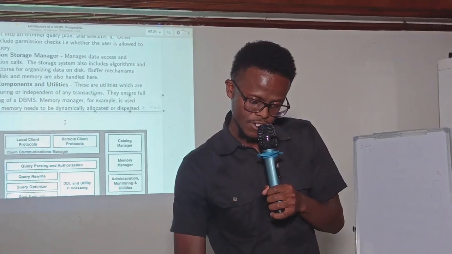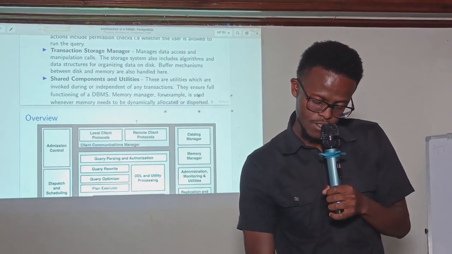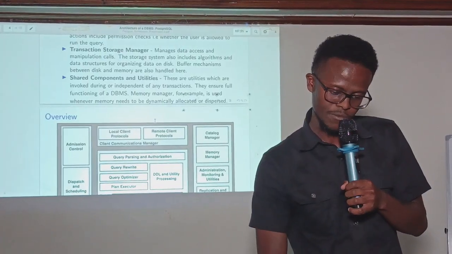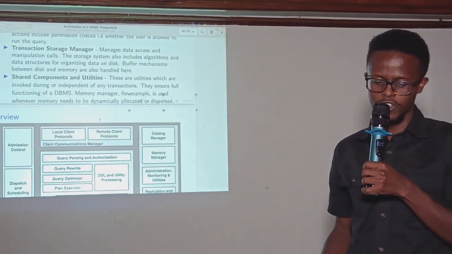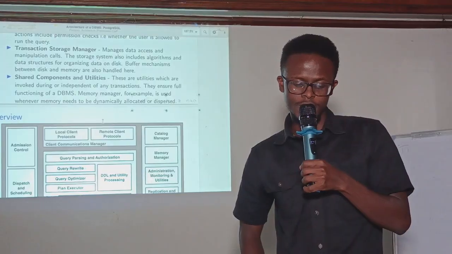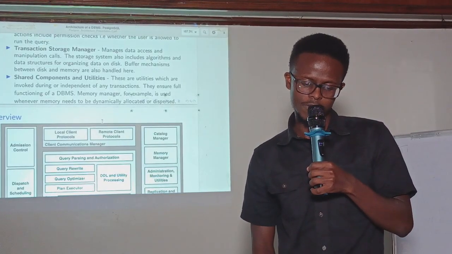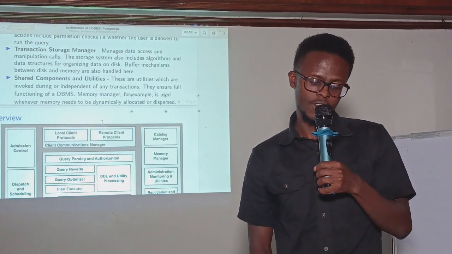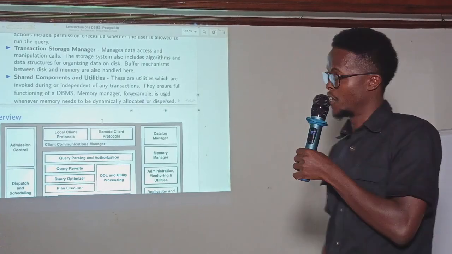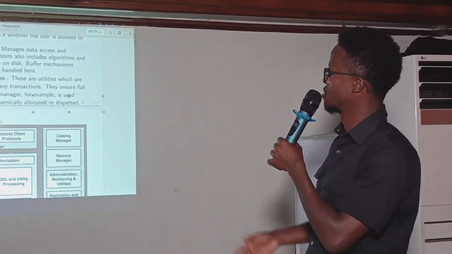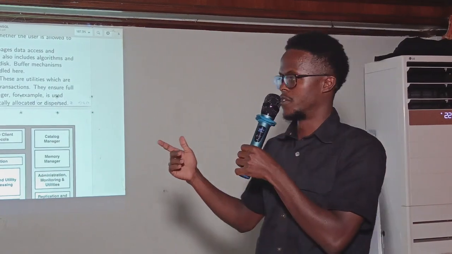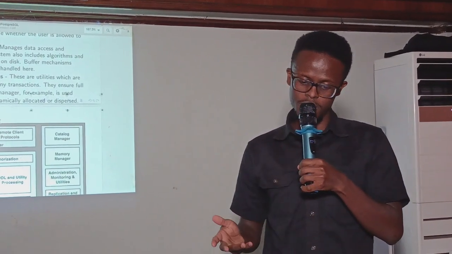Number 4 is the transaction storage manager. This one manages data access and manipulation calls. The storage system also includes algorithms and data structures for organizing data on disk. There are buffer mechanisms between the disk and memory. These mechanisms are also handled in this stage.